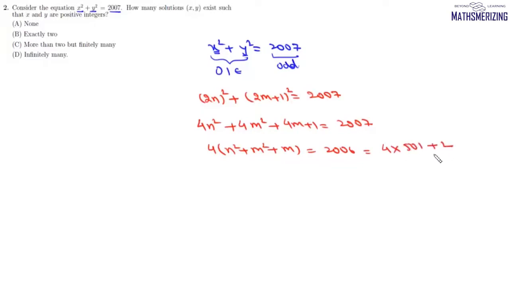Now we can write this as 4 into 501 plus 2. Now this left hand side is a multiple of 4, and the right hand side leaves the remainder 2 when divided by 4. So modulo 4, the left hand side is 0 and the right hand side is 2. So the left hand side can never be equal to the right hand side. So this equation has no solution, and that's your option A.